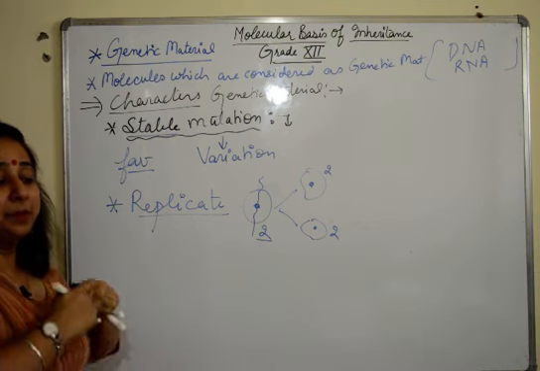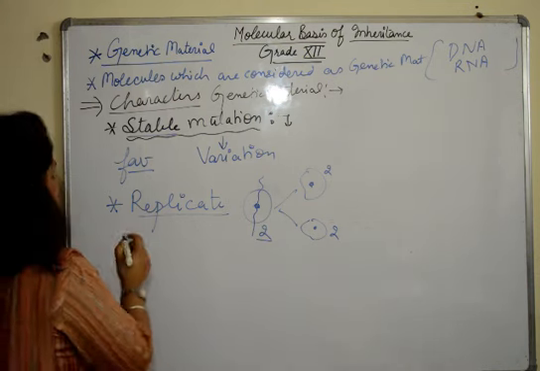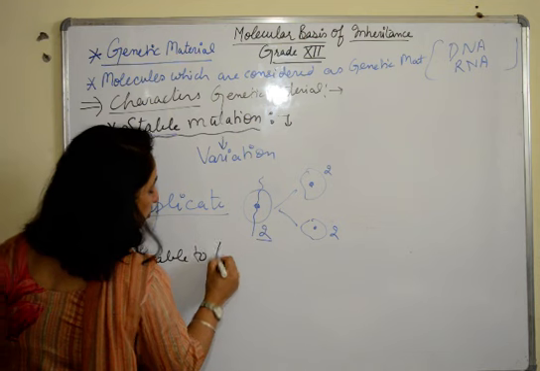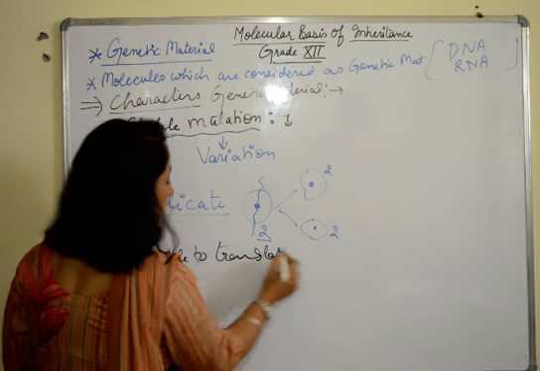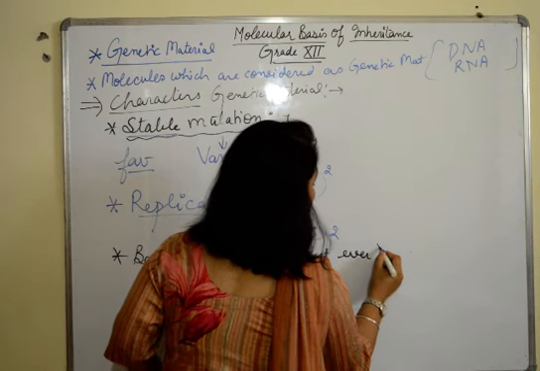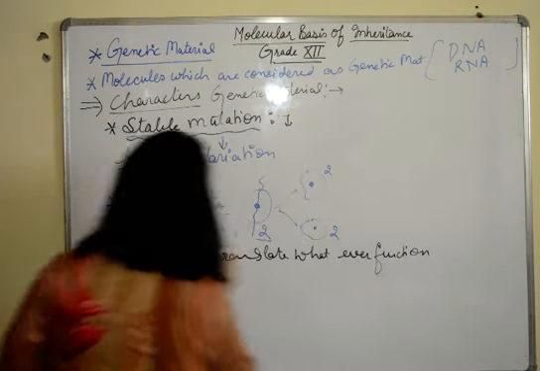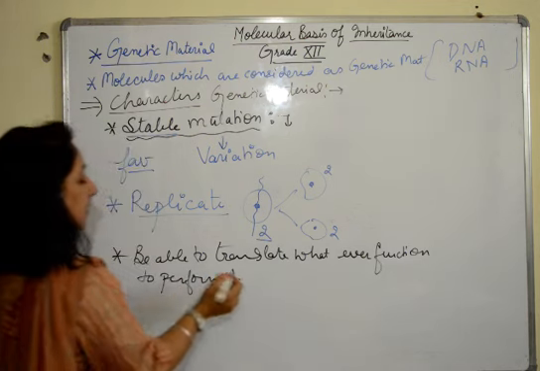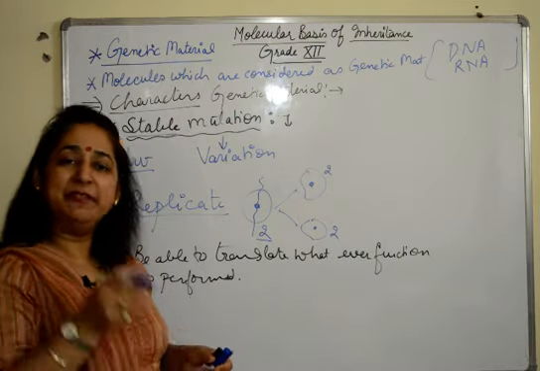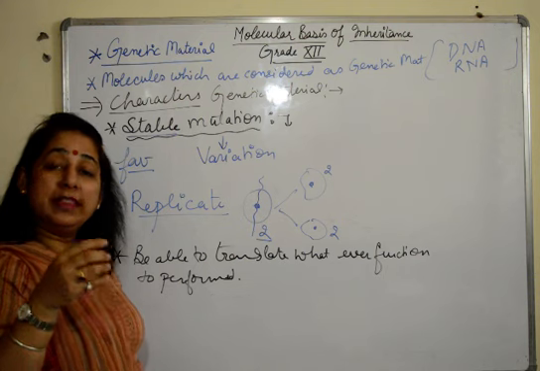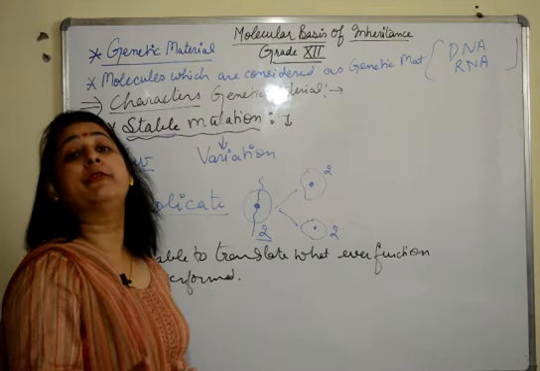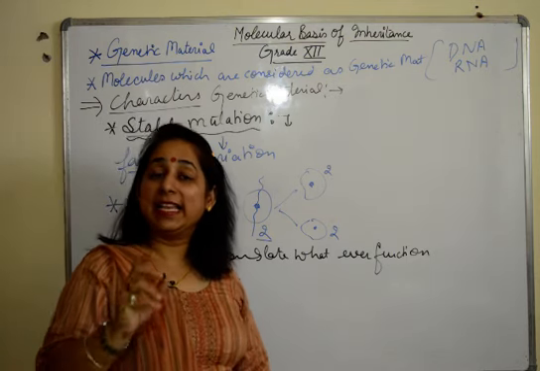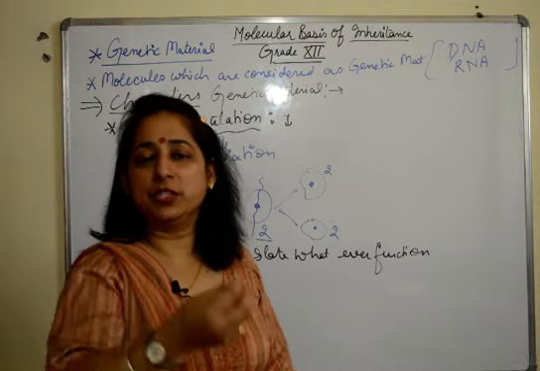Plus, it should be able to translate. This is the last character: it should be able to translate whatever function has to be performed. For example, we have a genetic material and we have a specific code. That code should be able to translate to form proteins. So the code should be proper enough so that it can lead to performing whatever function it has to perform.